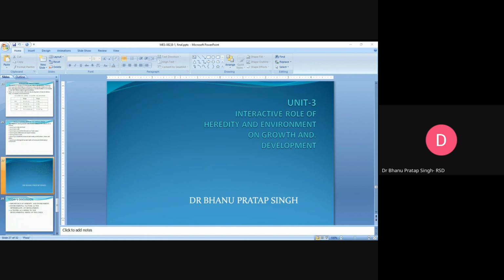Yes. So as we have discussed, there is an important role of heredity as well as environment in the growth and development of the child. Both are important. It is not that heredity alone is important for growth and development of the child, or that only environment is the important factor. In fact, the interactive role, meaning the combined role of heredity and environment, is important for growth and development of the child.